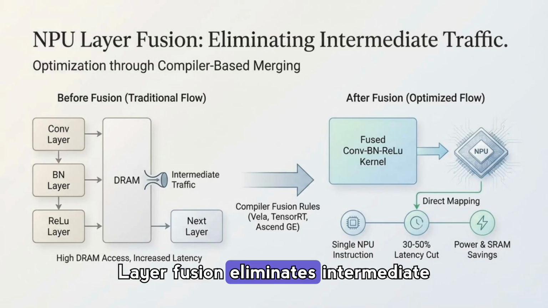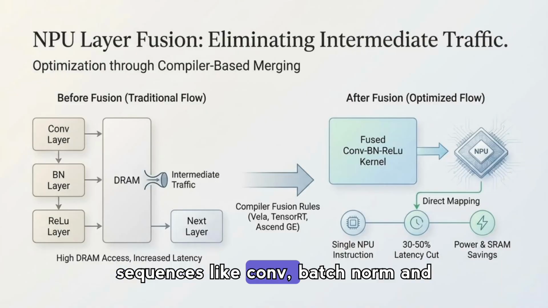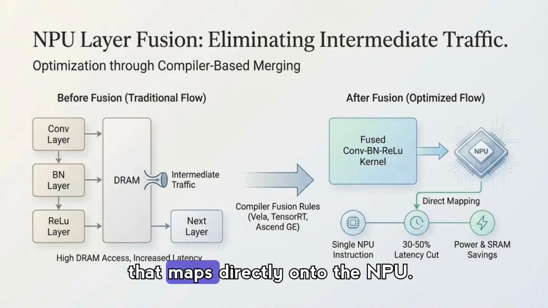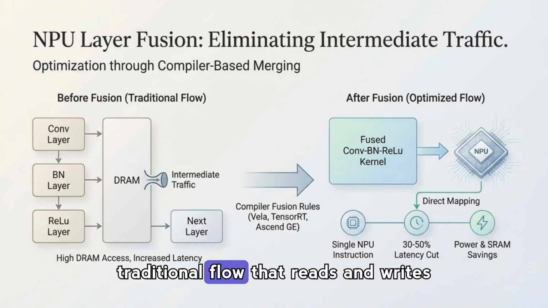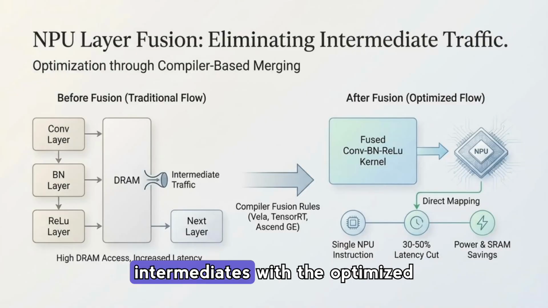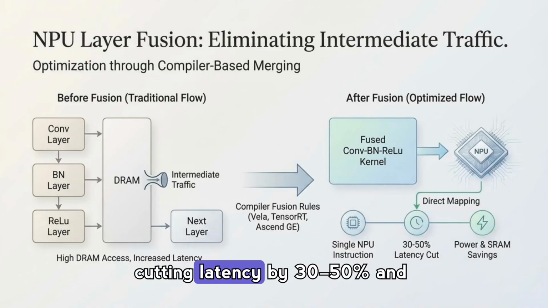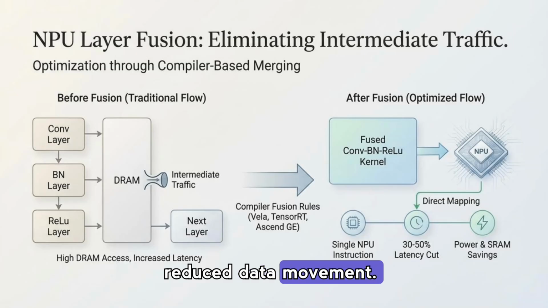Layer fusion eliminates intermediate DRAM traffic by merging sequences like conv, batch norm, and ReLU into a single fused kernel that maps directly onto the NPU. The diagram contrasts the traditional flow that reads and writes intermediates with the optimized flow that issues a single instruction, cutting latency by 30–50% and saving power and SRAM through reduced data movement.